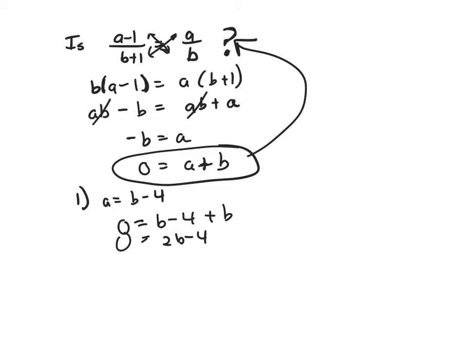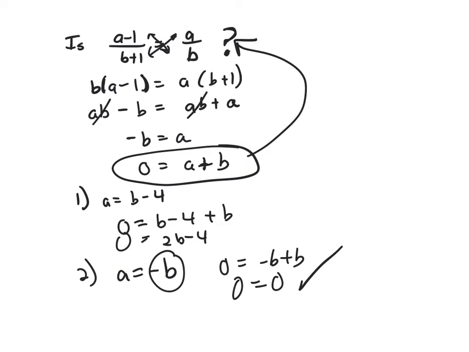All right. Now, clue 2, a equals negative b. That's going to work, because they're the same, but opposite sign. So when you sum those two together, you're going to get 0. If I let negative b be a, you get negative b plus b, 0 equals 0. So the answer is B. Clue 2 works.